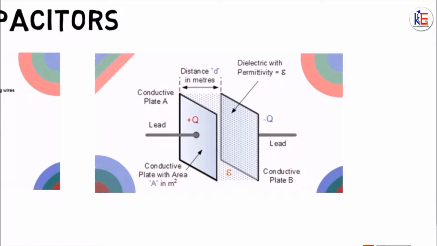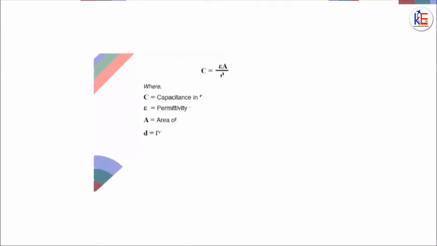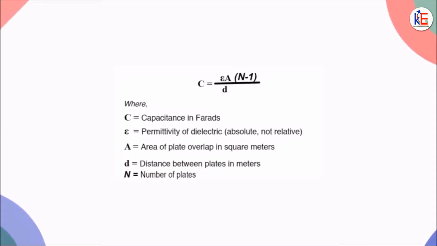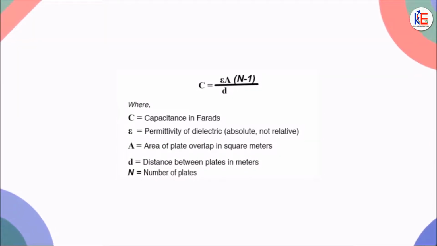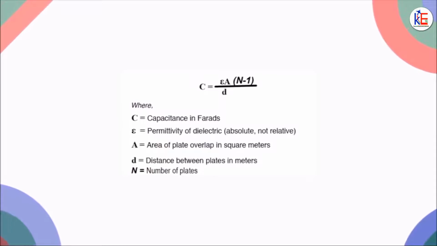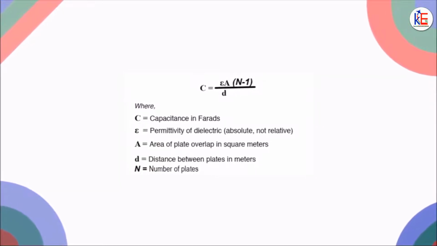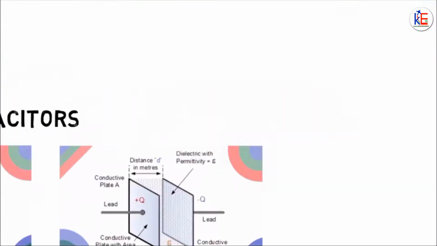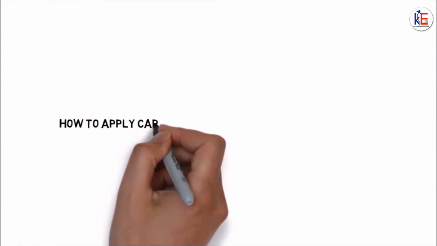Looking at the diagram carefully, two plates with area A with distance d between them and a dielectric having a certain permittivity epsilon. The capacitance of the capacitor can be calculated using the relation C = epsilon A over d, where C is the capacitance, epsilon is the permittivity, A is the area, and d is the distance between the two plates. In some special cases where the capacitor has n number of plates, then C = epsilon multiplied by (n - 1) times A, all over d. Note that the absolute permittivity epsilon is equal to the permittivity of free space epsilon naught multiplied by the relative permittivity epsilon r.